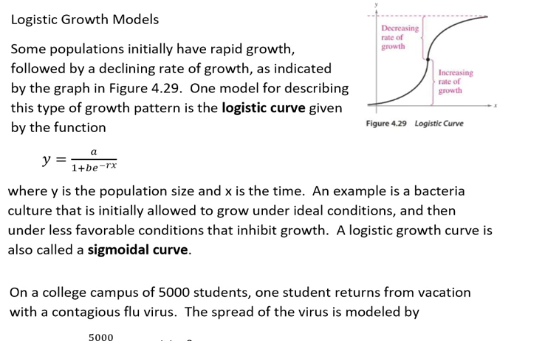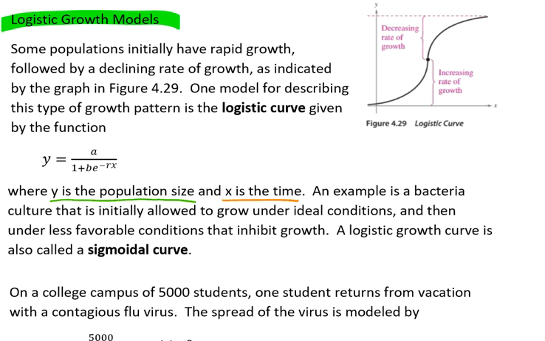In this video, we're going to go over logistic growth models. Some populations initially have rapid growth, followed by a declining rate of growth, as indicated by the graph in figure 4.29. One model for describing this type of growth pattern is a logistic curve, given by the function y equals a divided by 1 plus b times e raised to the negative rx, where y is the population size and x is time.